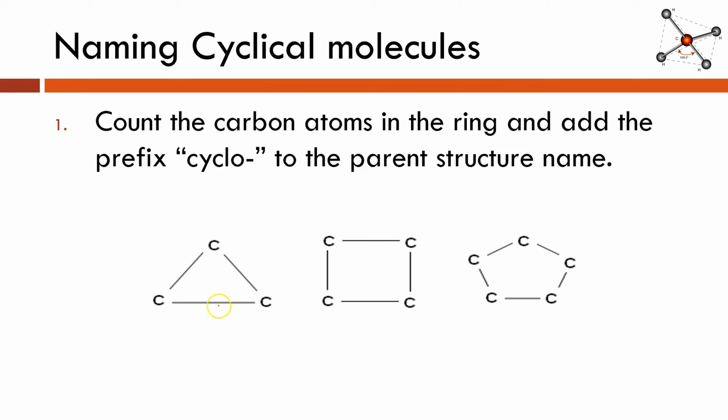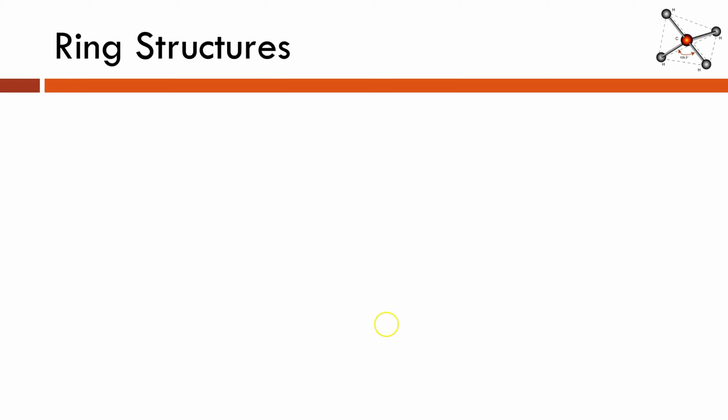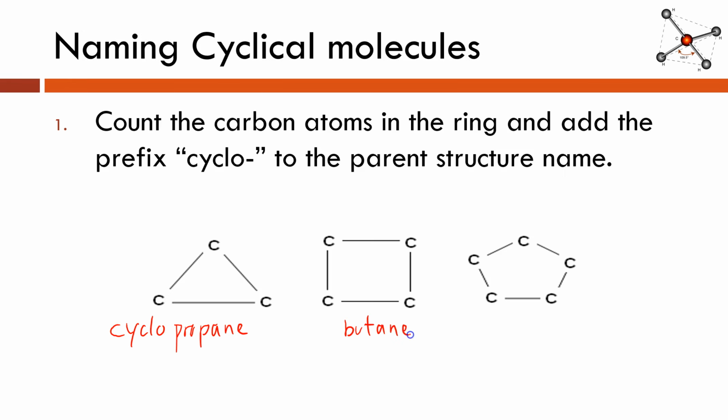Well, I see 3, 4, and 5 carbons. So I know if it's 3 carbons, it would be prop-. I've got all single bonds between carbon atoms, so this would be propane. And it is cyclical, or it is a ring. So I would just call this cyclopropane. Let's do another one. 4 carbons, prefix but-. All single bonds between carbon atoms. Butane. It is a ring structure. It's closed off.